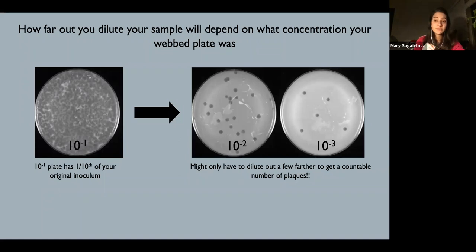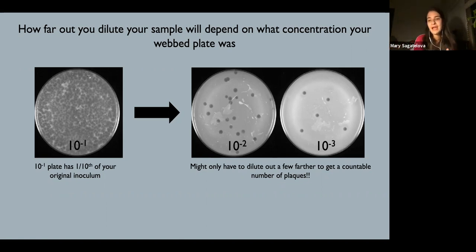The dilution concentration of whatever plate you flooded will determine how far out you are flooding out. Okay, so for example, if you flooded a plate that was webbed and it was your 10 to the negative 1 dilution, that tells you that 1/10 of your original inoculum, of your original phage particle sample, produced such a web plate. Okay, it was not immediately lysed, despite the fact that it had quite a bit of phage in it. It wasn't immediately lysed.